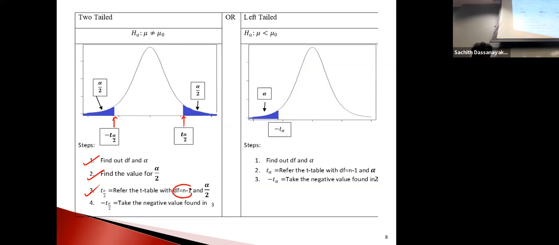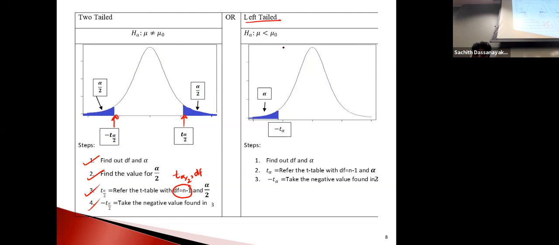Degrees of freedom n minus 1. So you can find T alpha over 2 comma df from the table. That value belongs here, positive one here, negative one here. See, positive and negative, these two, the third step and fourth step, they are the same steps.